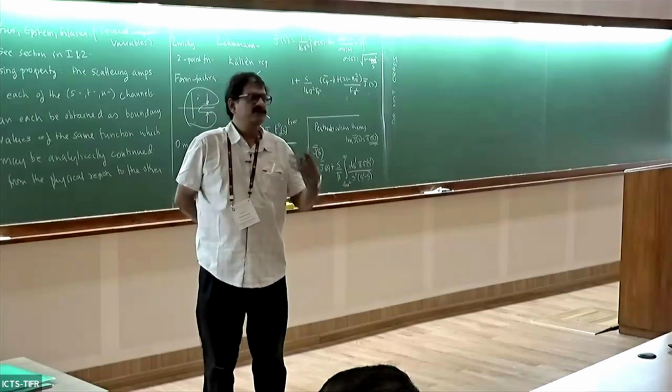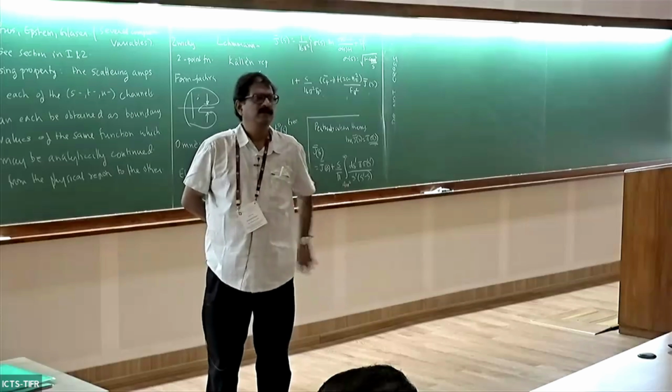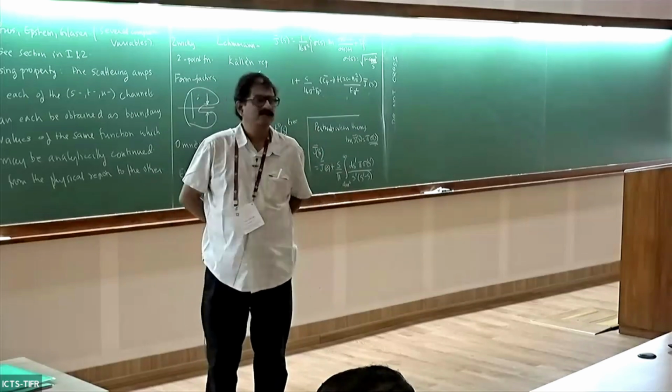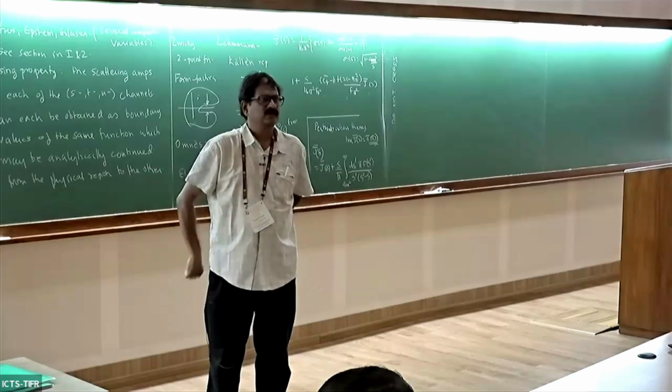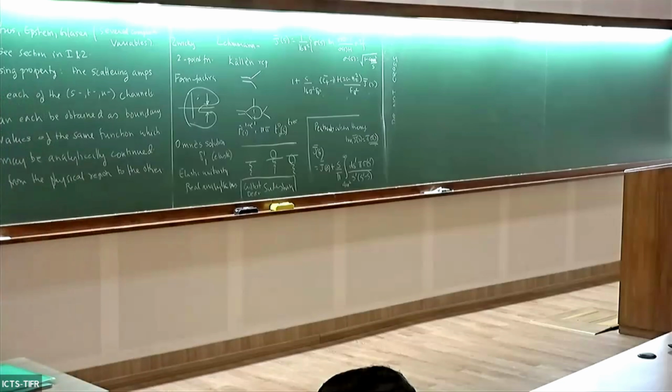These are all features of scattering theory. It has nothing to do with pions or anything. Even in quantum mechanics, it's like this. Any standard book like Messiah and so on will have exactly all these nice plots. Are we okay? Anything else?